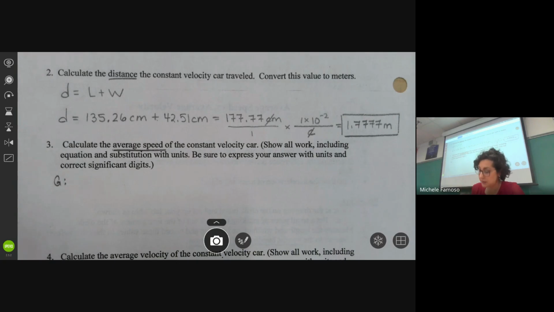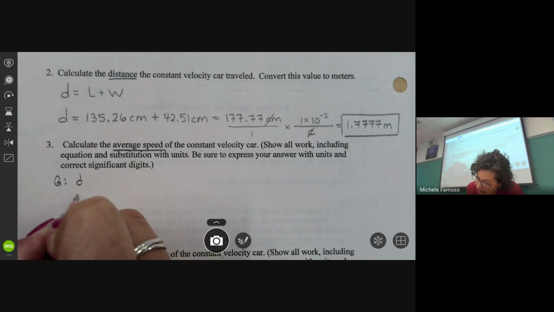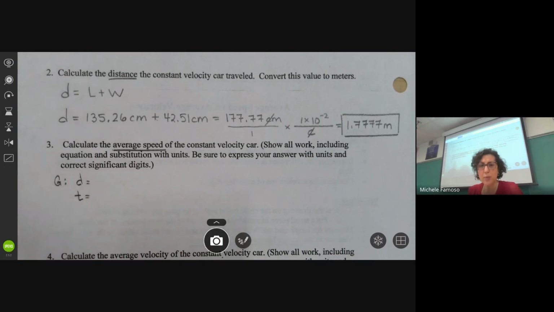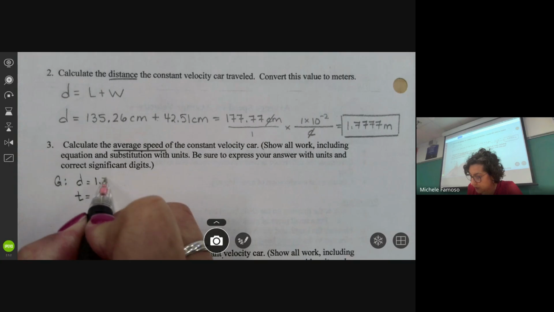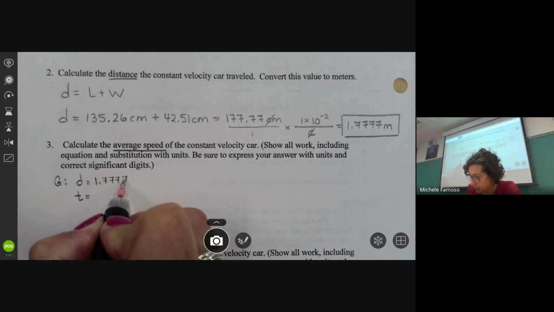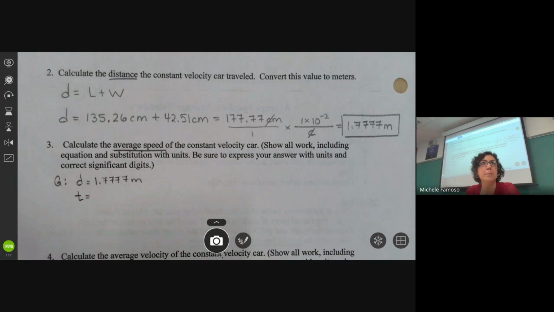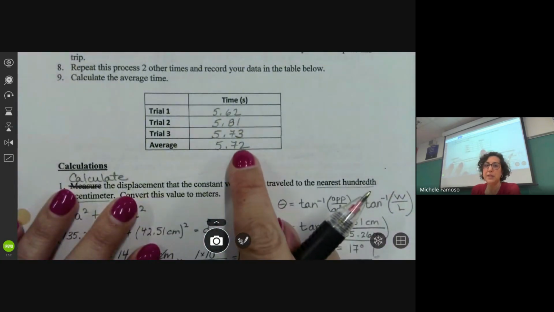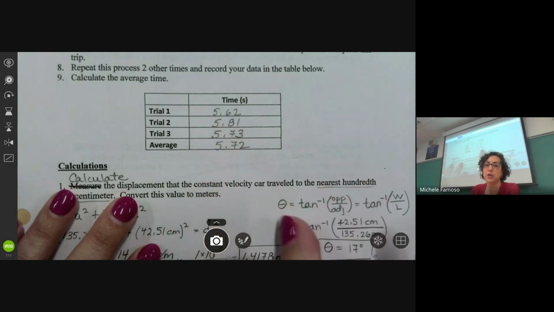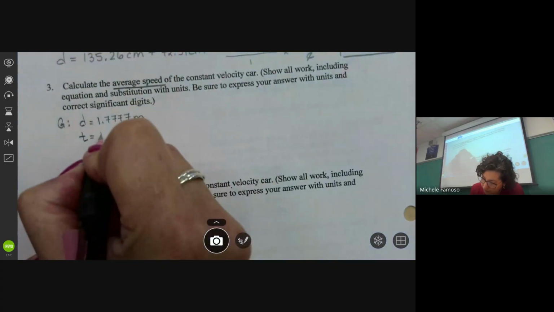What do you need to know, Bryce? The distance and the time. Now, where are we going to get the distance from? Yeah, your answer to question 2 in meters would be your distance. And where are we going to get the time? Nathan, can you tell me where am I going to get my time? Yeah, it's the average from the table on your front. Whatever you got as your group's average, that's what you're going to use as your time.